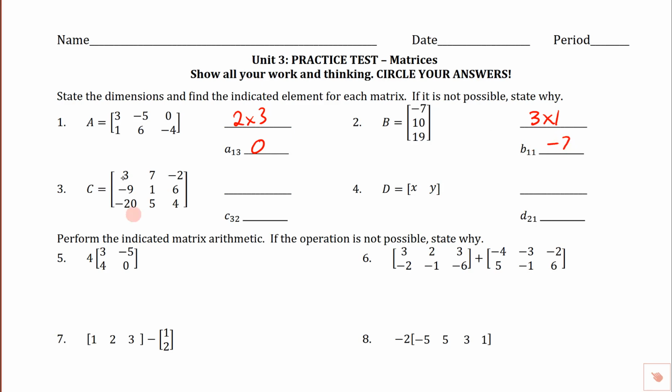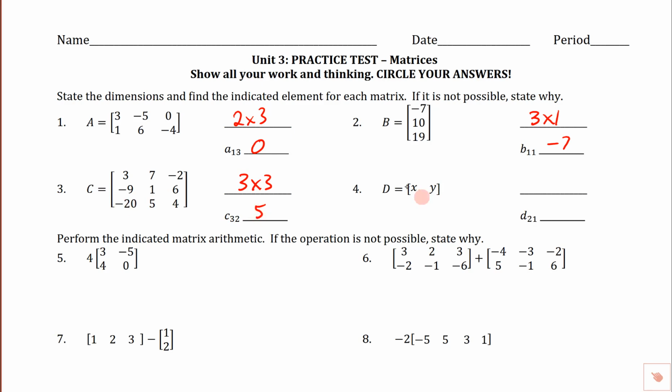This is a square matrix here. We can see that we've got 3 rows and 3 columns. So this is a 3 by 3, and we need the element in the C32 position. So third row, second column. Third row here, second column. That's going to be the 5.